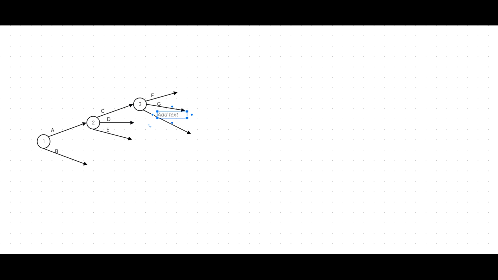Then you can see the next one. For the J, we should complete BD. Here the B, here the D. D starts from the second event. Now we just need to change the direction. Take the D this side. It should be the forward process, not backward, not allowed.